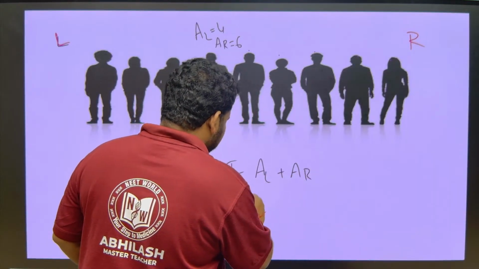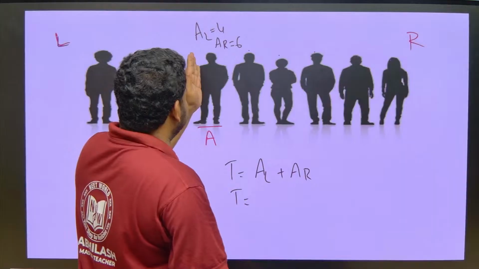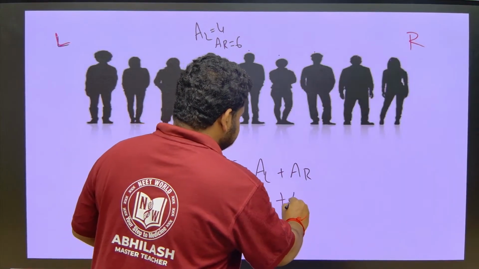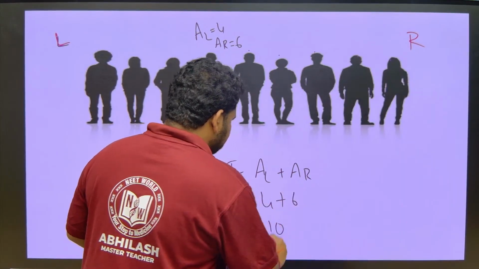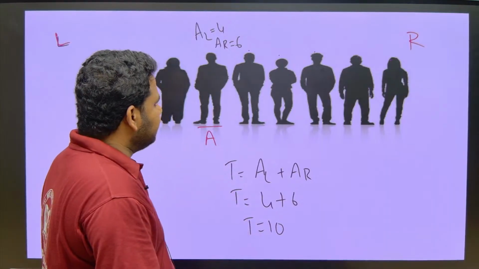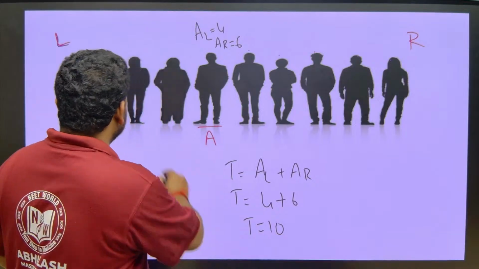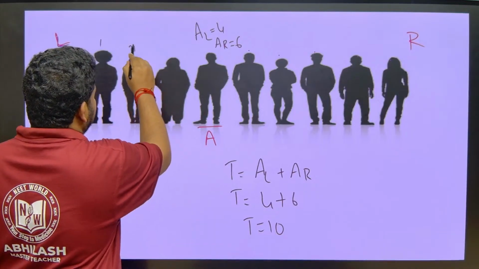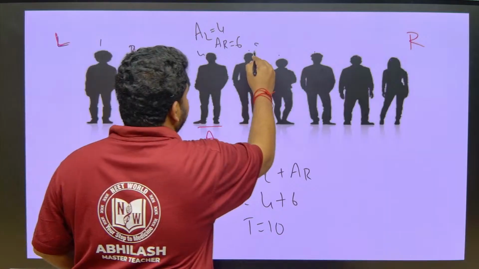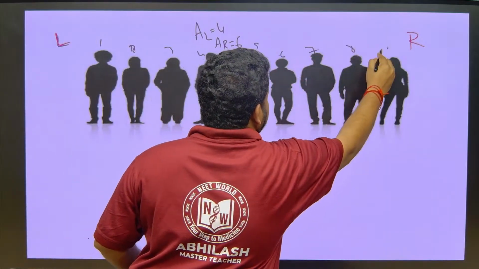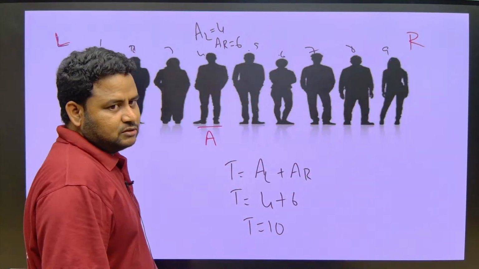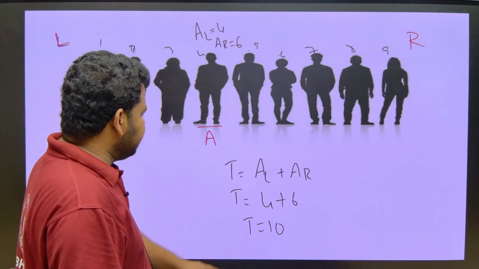Total is equal to A left plus A right. A left is 4, plus A right is 6, so the total I will get is 10. But actually, are there 10 persons here? Let us check. 1, 2, 3, 4, 5, 6, 7, 8, 9. There are actually 9 persons, but here we are getting 10.